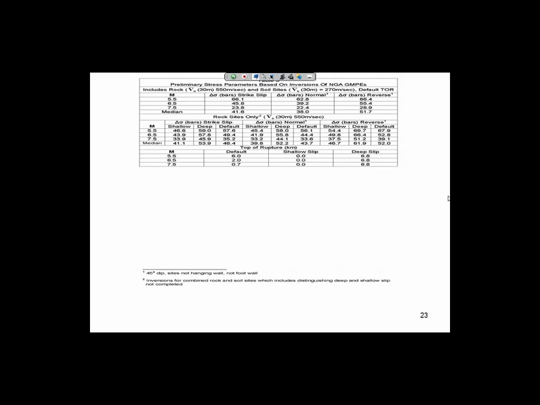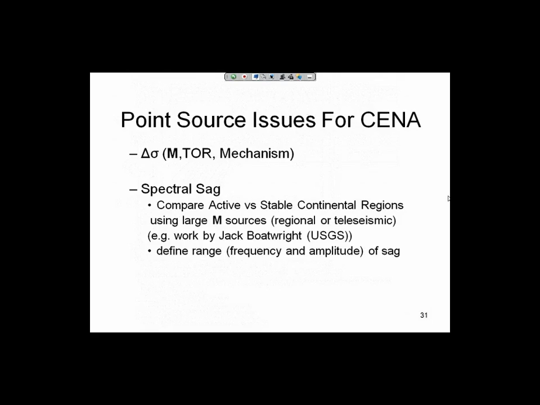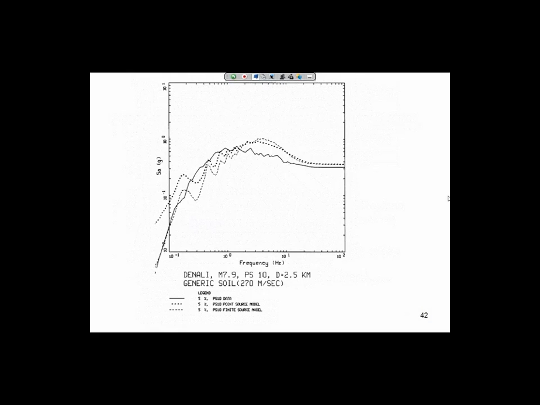Now, you're talking about the simulations or about the data? When we're modeling real data? Modeling the data. So we're just talking about the validation part, trying to fit data, let's say Denali. Right. This is pump station 10. What is your point source distance? Since Denali ruptured the surface, we use JB, 2.5 kilometers.